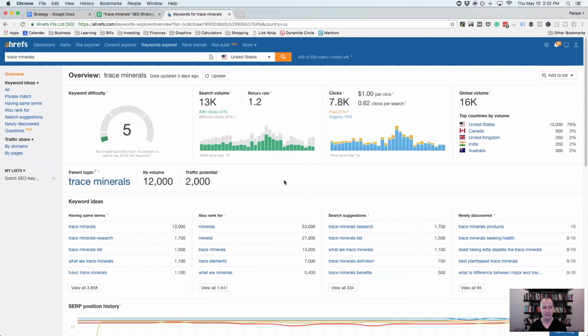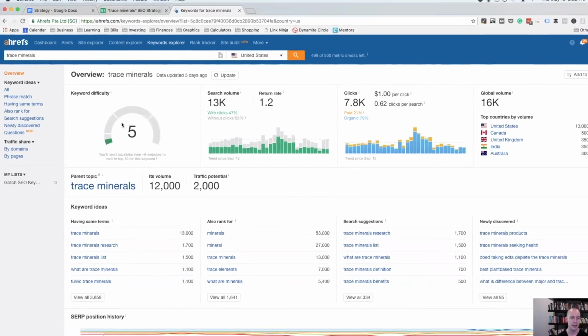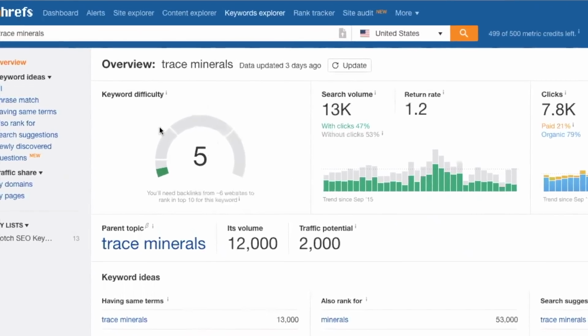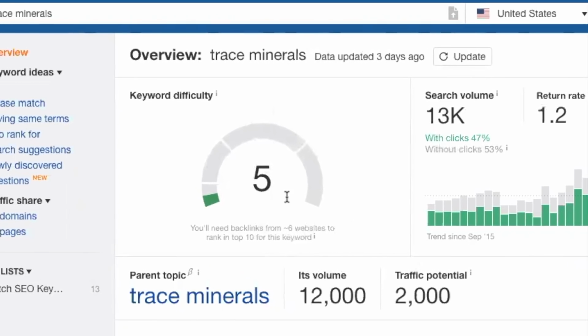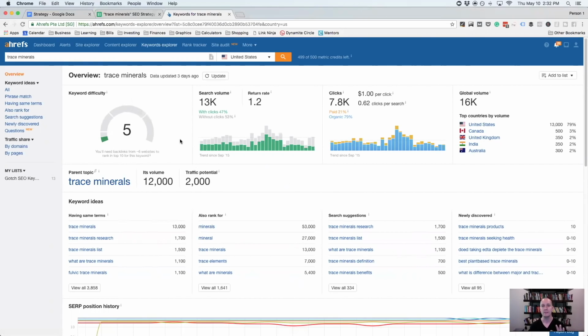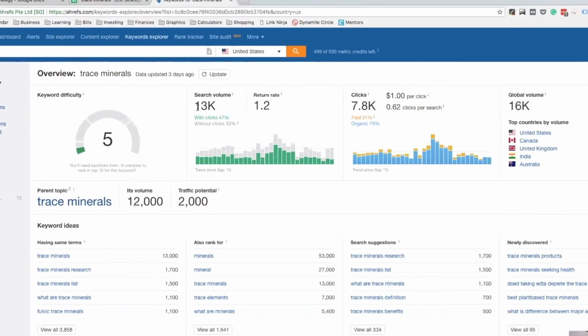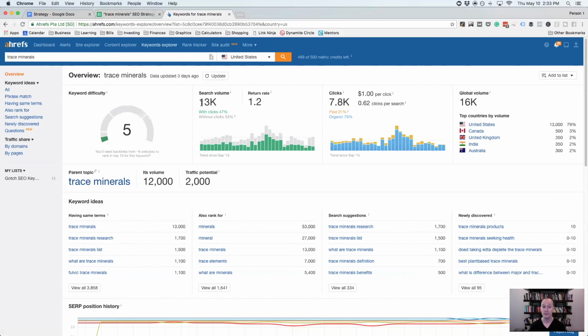So looking at this data alone, Ahrefs is going to give you this keyword difficulty, and this is useful. You could certainly make decisions based on the keyword difficulty that they show here, but I wouldn't recommend keeping it at that surface level. I would go much deeper. The other thing I want to look at is, does it actually have search volume? Ahrefs is saying it has around 13,000 searches per month. That's a pretty good amount of searches, so that would be worthwhile.